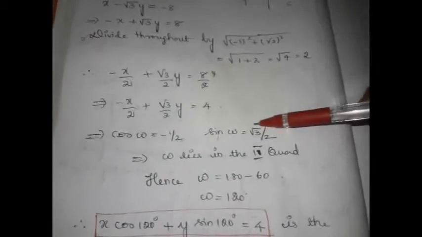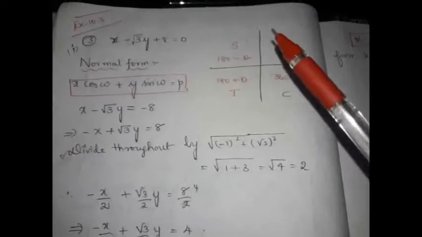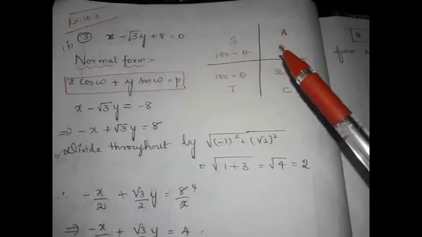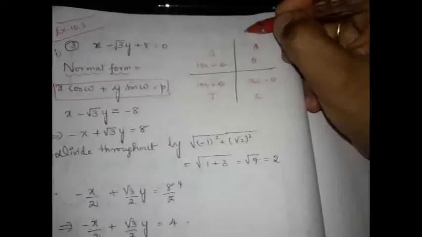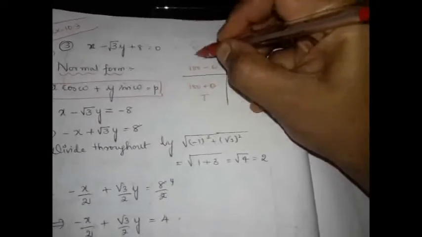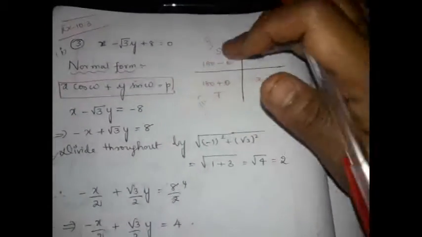Here the sin value is positive, the cos value is negative. We know all silver teacups, right? So cos is negative, sin is positive. Sin is positive in the second quadrant. This is first, second, third, and this is the fourth quadrant. So sin is positive in the second quadrant. In the second quadrant, the theta value, how will you write?